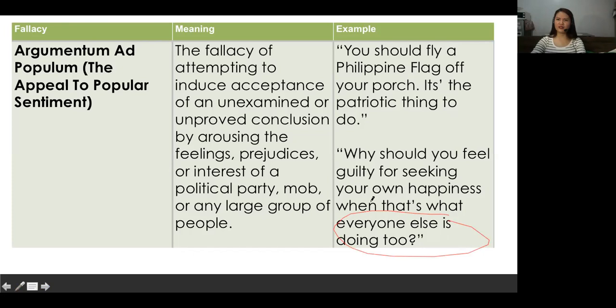No? Gawin mo rin kasi patriotic yun eh. 'Di ba? So, interests of any large group of people. The appeal to popular sentiment. So here, I am encouraging you to read a lot of articles, analyze the situations, have holistic perspective and different points of view, read a lot of references, legit references bago ka sumang-ayon sa isang grupo. Kasi nangyayari, dahil ginagawa ng karamihan, gawin mo na rin, no? That is the appeal to popular sentiment.